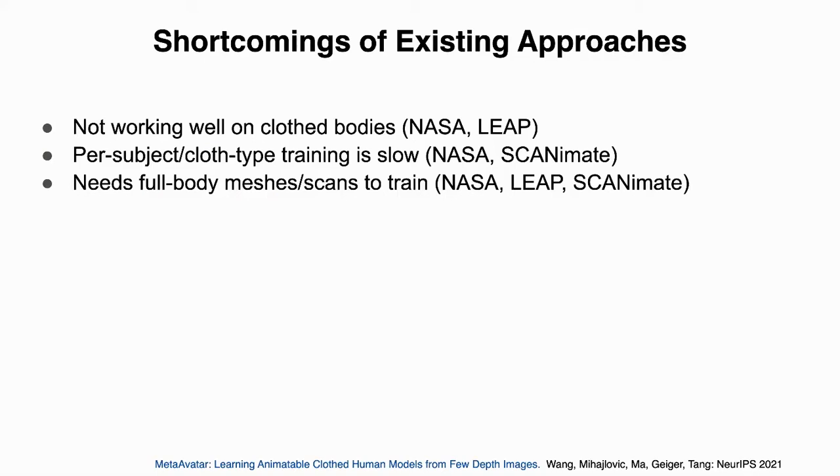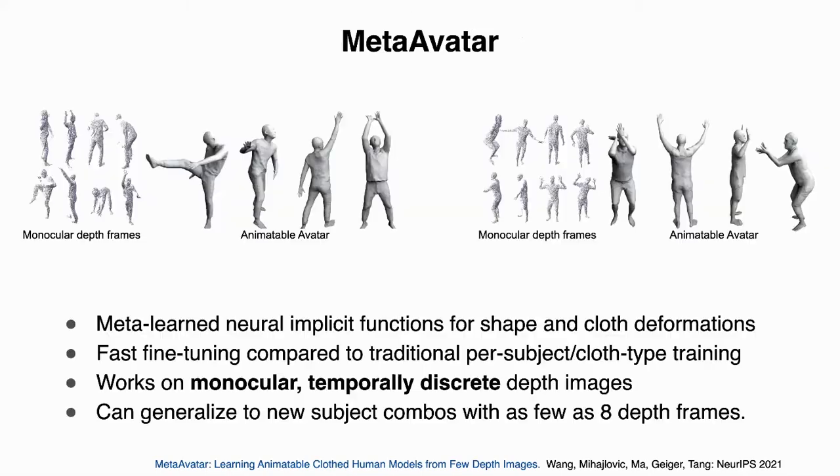Still, with this exciting advancement, there are shortcomings of each existing approach. NASA and LEAP were designed for minimally clothed bodies and do not work well on clothed bodies. Although ScanAnimate works on clothed bodies, it requires full body scans to train, and it trains a per-subject, per-clothing-type model from scratch, which takes a lot of time for each subject and clothing type. In this work, we propose MetaAvatar to learn clothed human body models from very sparse monocular depth frames.